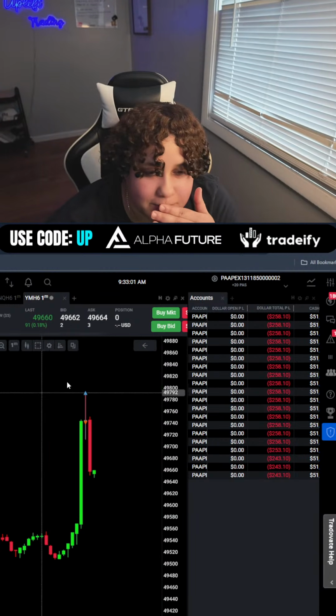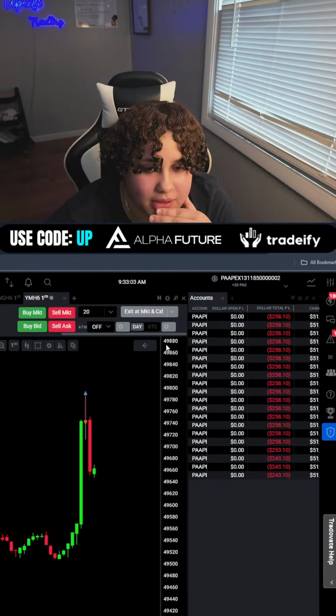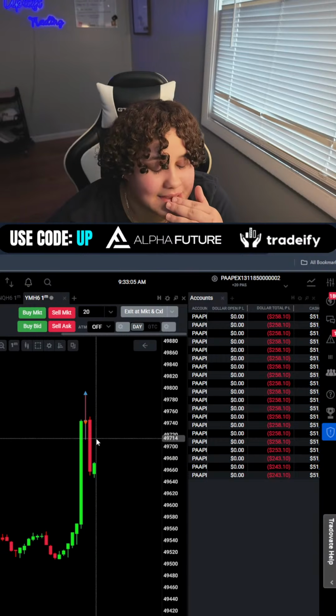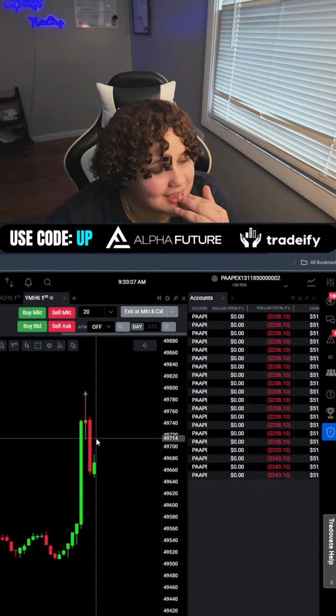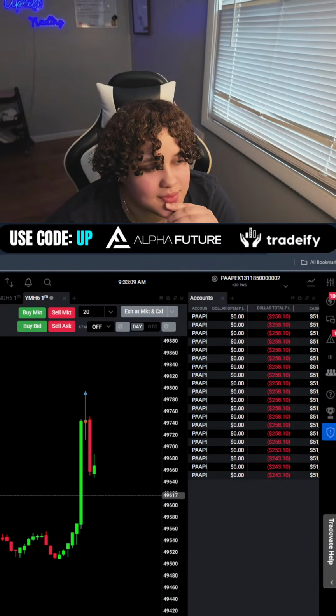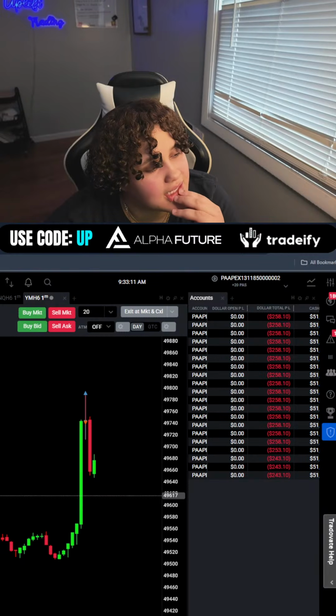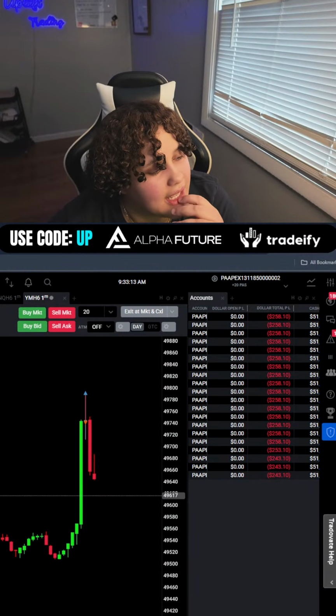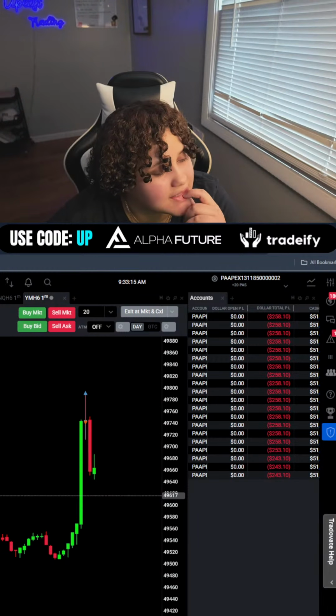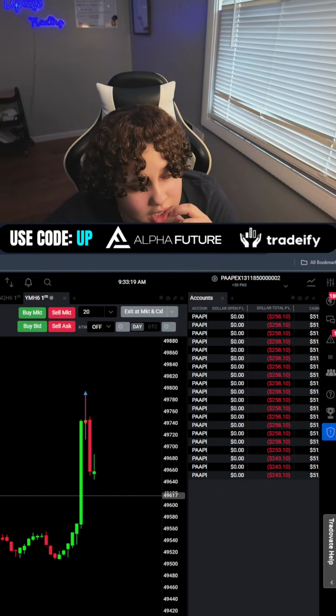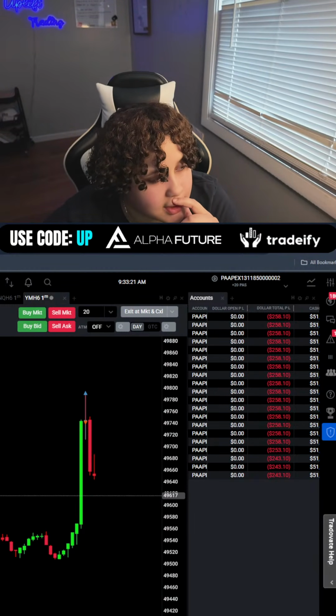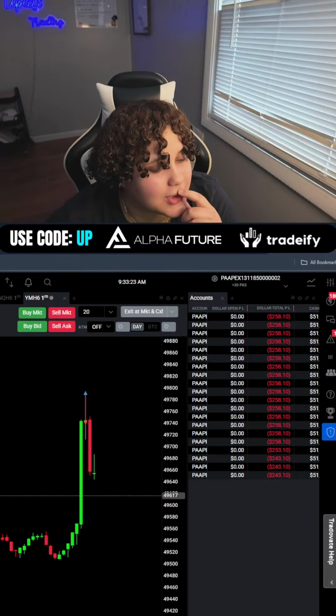Like, that was honestly a rookie mistake, not waiting for the candle close. It's okay. Nasdaq, it looked like it had a really good close, and then it had a nasty move down. If I took longs on Nasdaq, I would have gotten stopped out. Just like US 30.